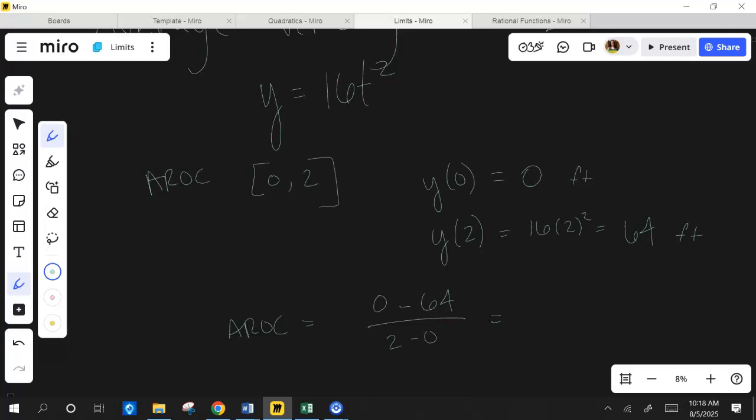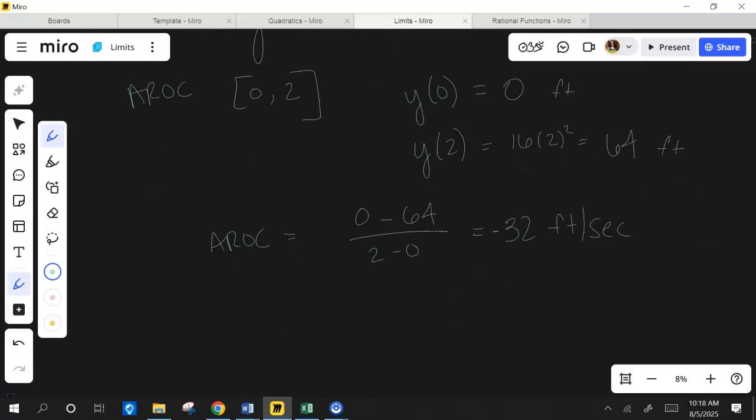And so I find that it is actually, what? 32? 32 negative. Why is it negative? Because it's falling, right? So it's negative 32 feet per second. So I show you all that because that's an easy example of the velocity, back to what we did in pre-cal.